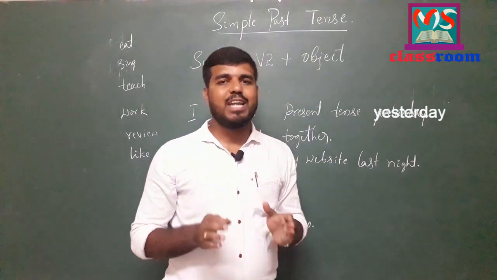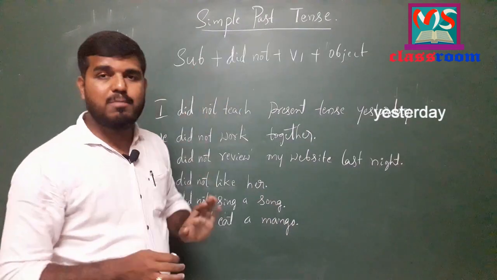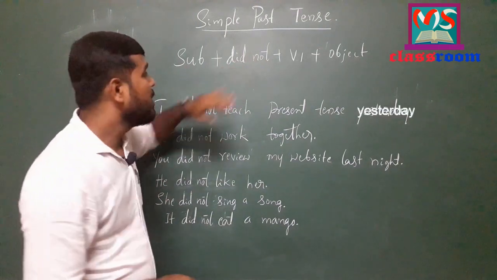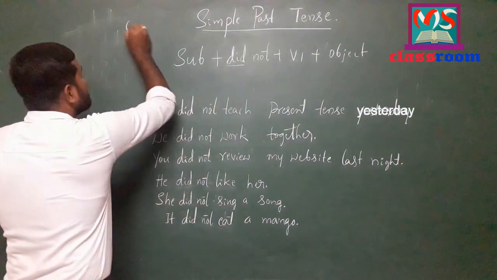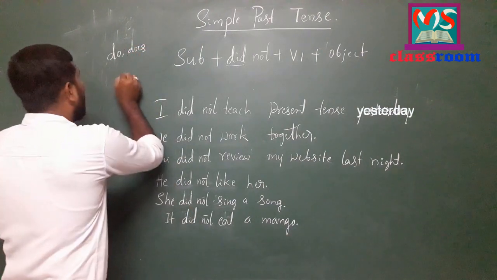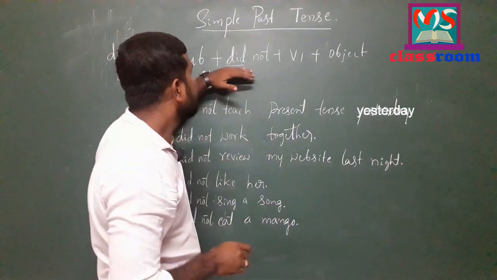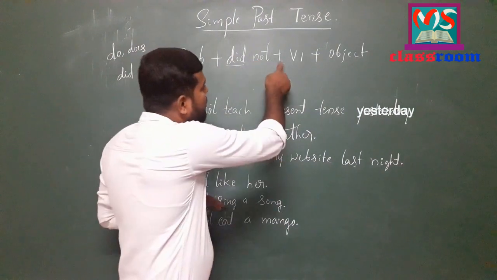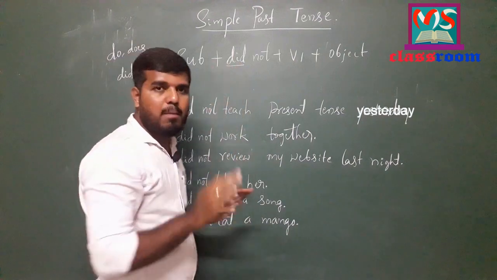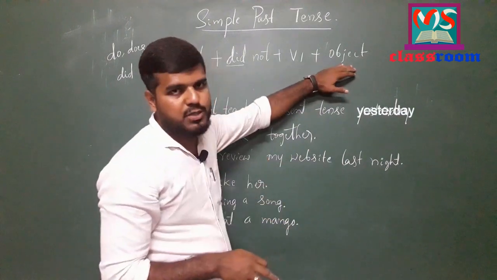Let us know how to write negative sentences in simple past tense with more examples. Look at the formula to form negative sentences in simple past tense. Look at here, we write subject and we use past form of do form auxiliary. Here, do and does are present form of do form auxiliary and did is past form of do form auxiliary. To form negatives in simple past tense, we use did with not and we use main verb. Though it is simple past tense, when we use past form of do form auxiliary, the main verb should be in base form or present form, and we write object.